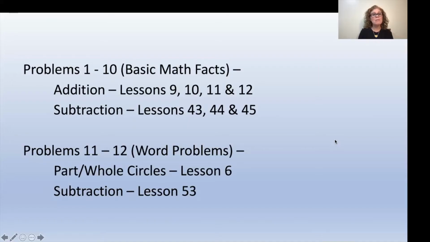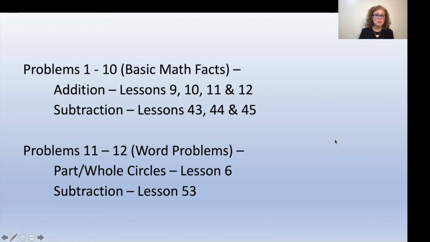As always, I'm going to provide the references to which lessons you can review for each segment of the assessment. For problems 1 through 10, which are the basic math facts, if your child struggled with the addition portion of those math facts, take a look at lessons 9, 10, 11, and 12, as well as play some math card games to help strengthen up those addition math facts. For subtraction, you can review lessons 43, 44, and 45, and also play subtraction math card games.